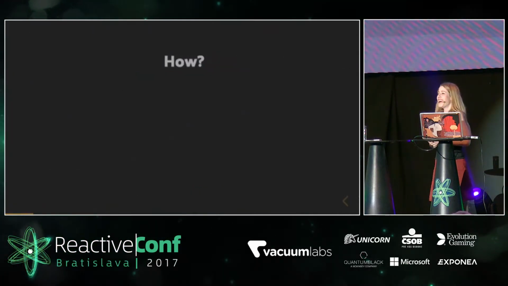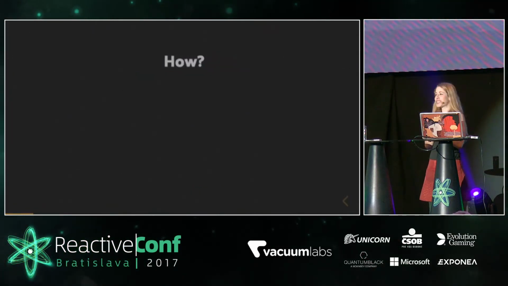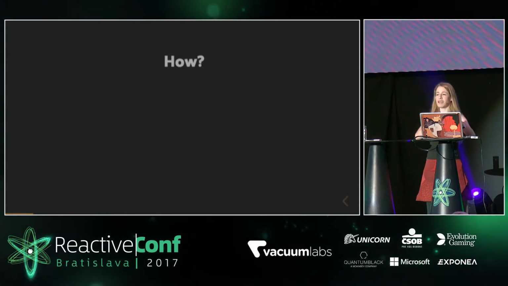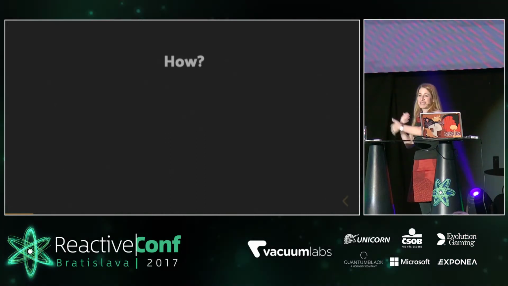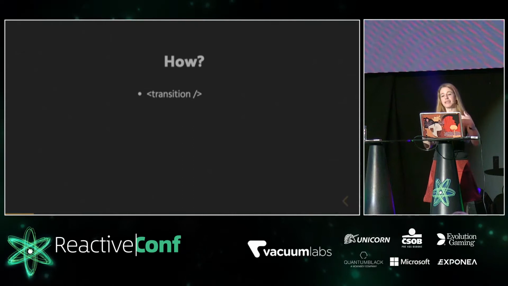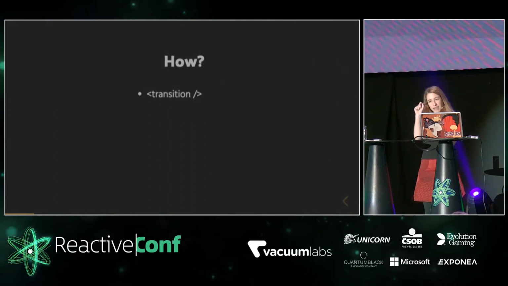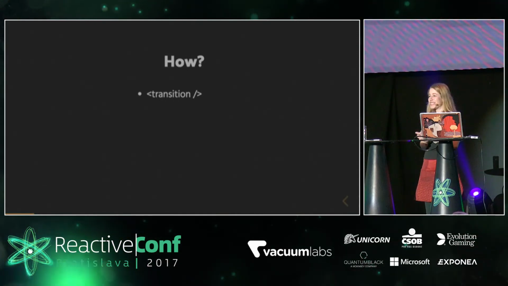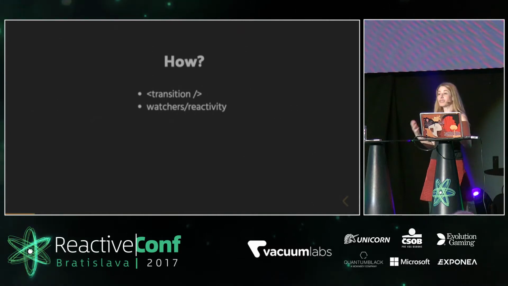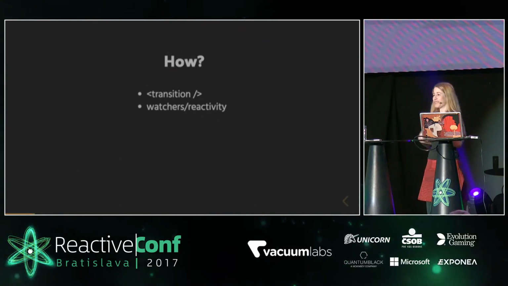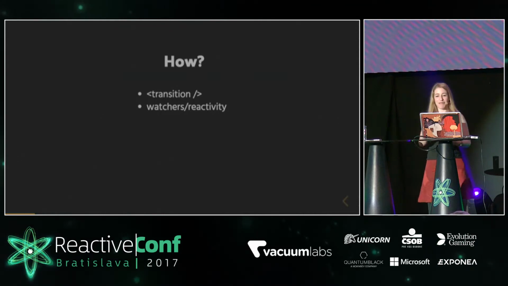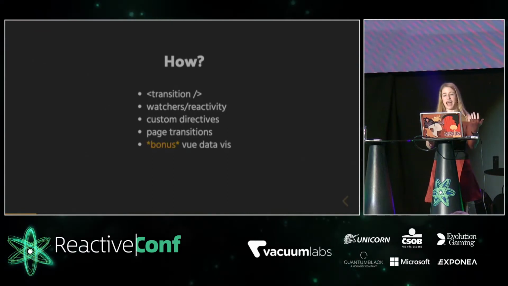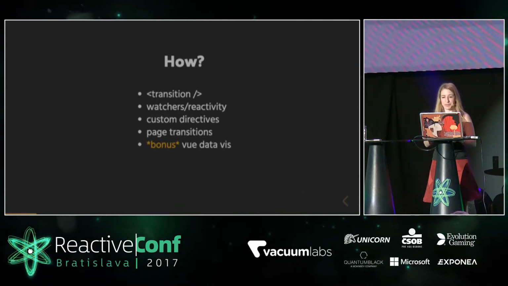So people often ask me how to animate in Vue, and there's actually a ton of different ways, so we're going to go through a whole bunch of them. They'll start off simple, and we're going to get progressively more complex as the talk goes on. So first, because Vue is a relatively young framework, we're going to talk a little bit about directives, and what Vue has to offer before we dig in. We'll talk about the transition component, in case you're not familiar with it. Then we'll talk about the watchers and the reactivity system, which makes sense since we're at ReactiveConf. We'll talk about custom directives, we'll talk about page transitions, and then we'll talk about some data visualization.